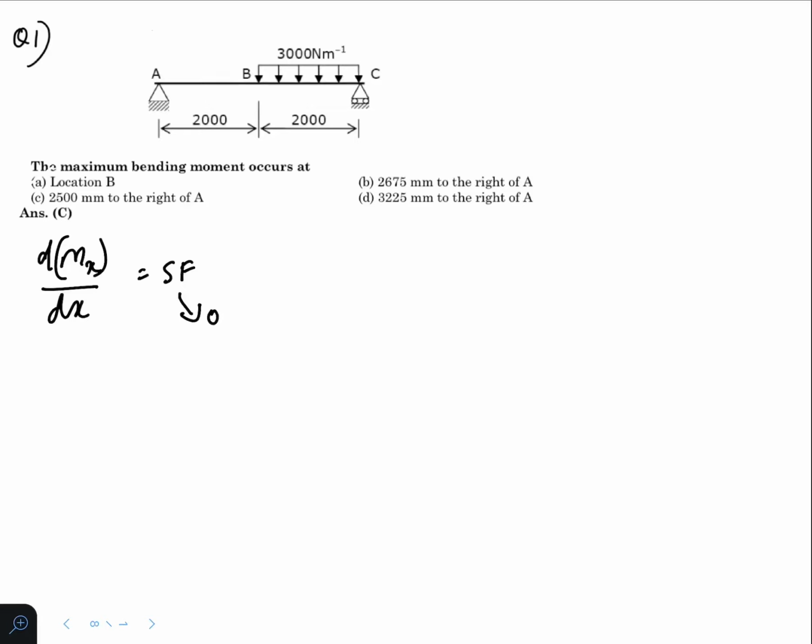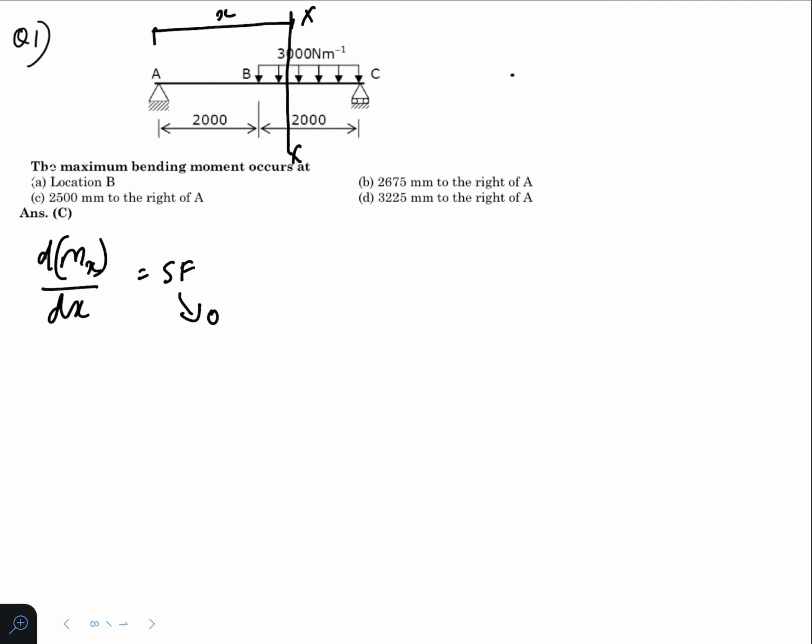Let us take a section at a distance of x. Now we will have to find the equation in that plane. That will become our M of x, and dM of x by dx is equal to shear force, which is equal to 0. We will find that x will give the location of maximum bending moment. Now first, we have to find out the reactions.